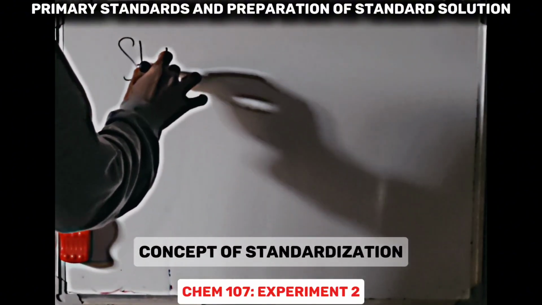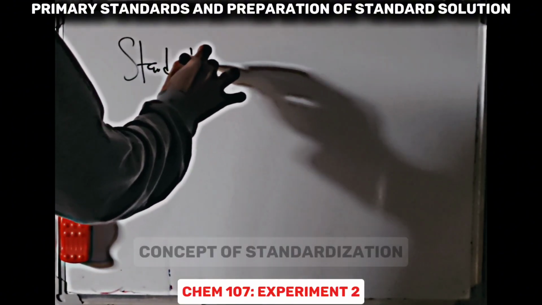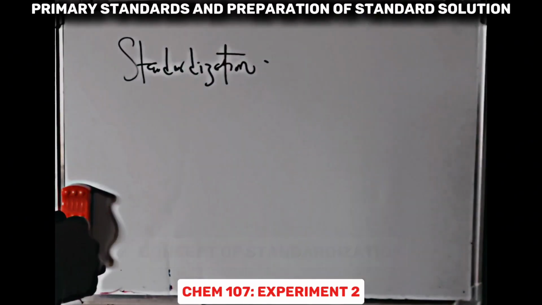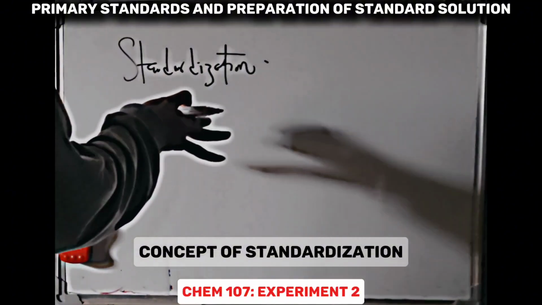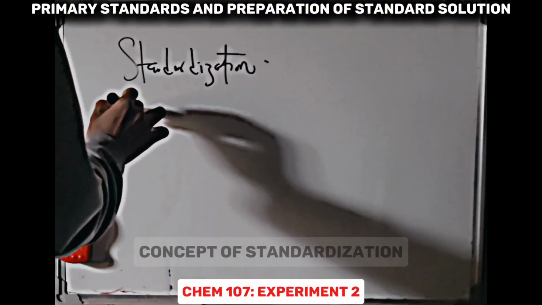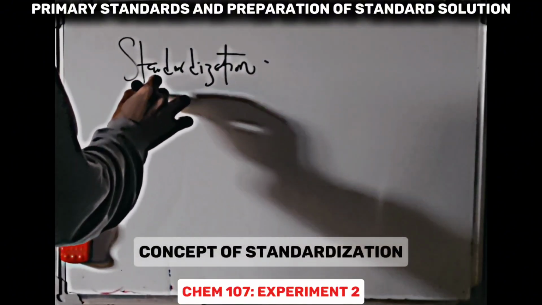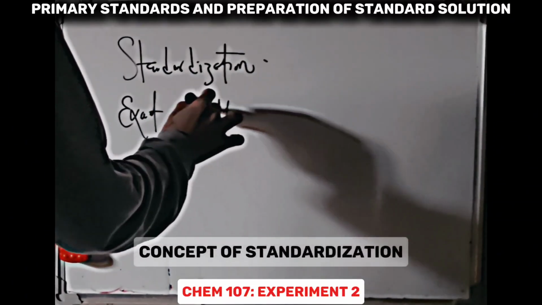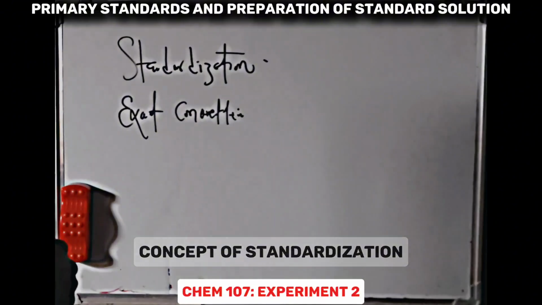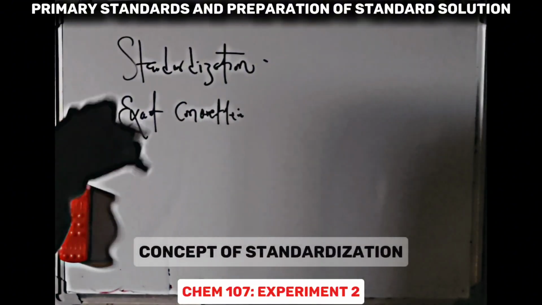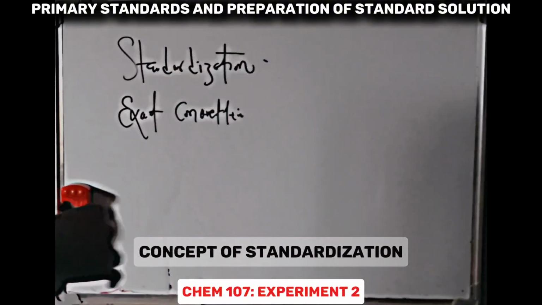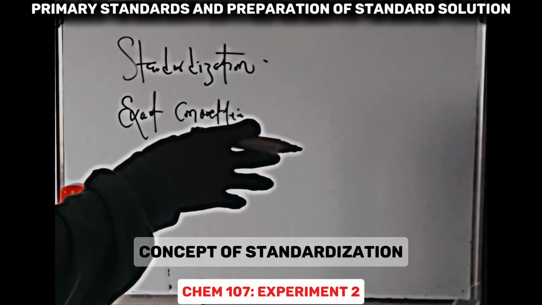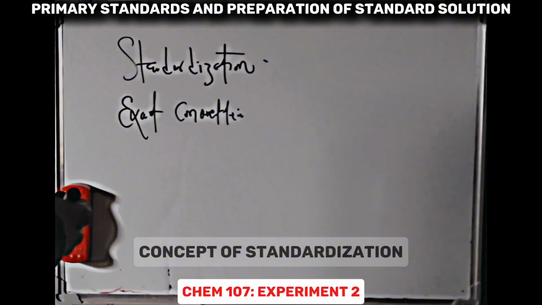So, an overview: we can look at standardization. Let's start from there. What is standardization? What is the process all about? Let's start with the basics. Standardization is the process used in finding the exact concentration of a prepared solution using a standard solution. So you use a standard solution to find the concentration of the unknown solution.